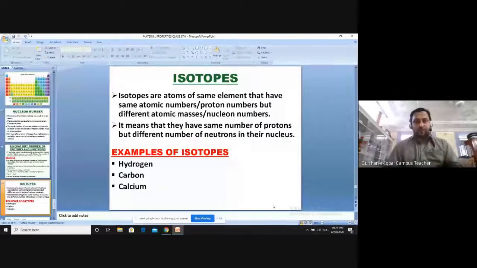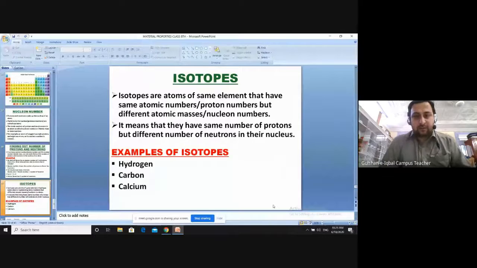Okay. Now, isotopes. The last part of this topic is isotopes. What are isotopes? Isotopes are atoms of the same element that have the same atomic number. Same atomic number means same proton number, but different atomic masses. Atomic mass means nucleon number. So the atoms are of the same element, their atomic number will be the same, but their mass number will be different. Their proton number will be the same, but their nucleon number will be different. It means they have the same number of protons but different numbers of neutrons in their nucleus.